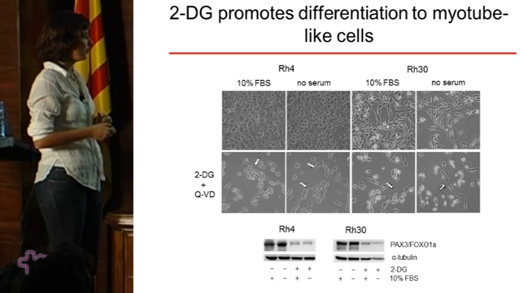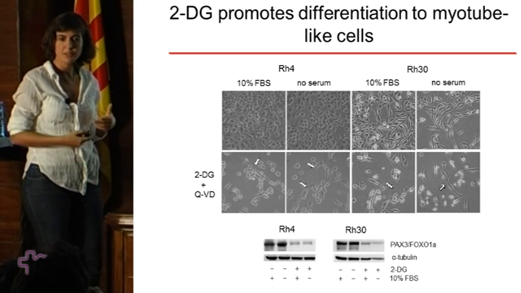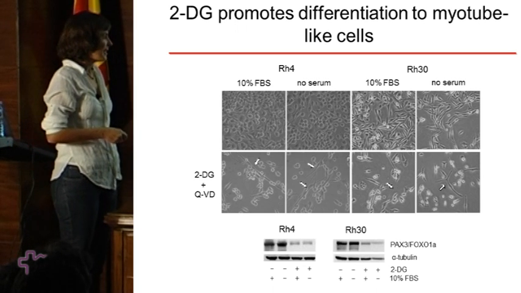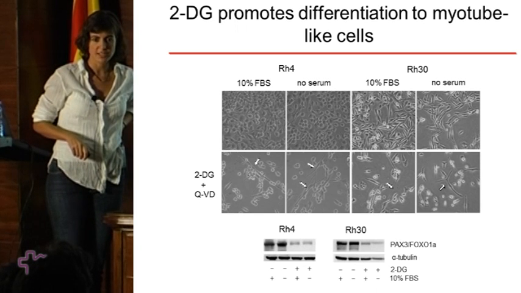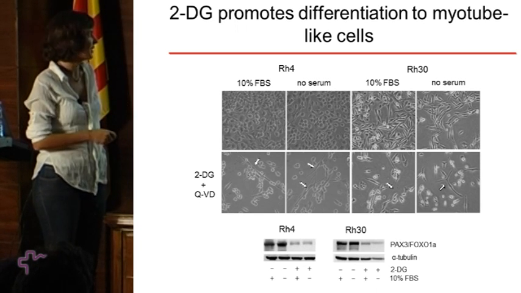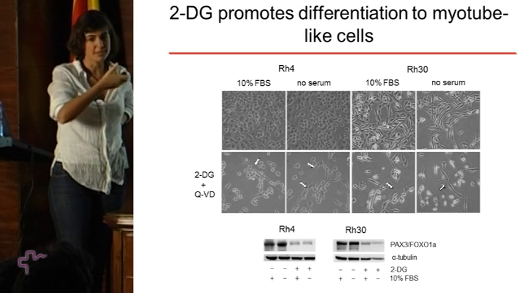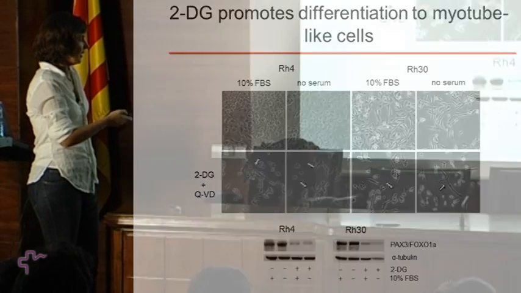And also, these tumors are generated by a chromosomal translocation. It's like BCR-ABL, and this is a chromosomal translocation, which is PAX-FOXO. And 2-deoxyglucose promotes the downregulation of the translocation product. We're not sure what this means yet, but it's possible that this is responsible for the differentiation phenotype, but we don't know whether it has anything to do with cell death.